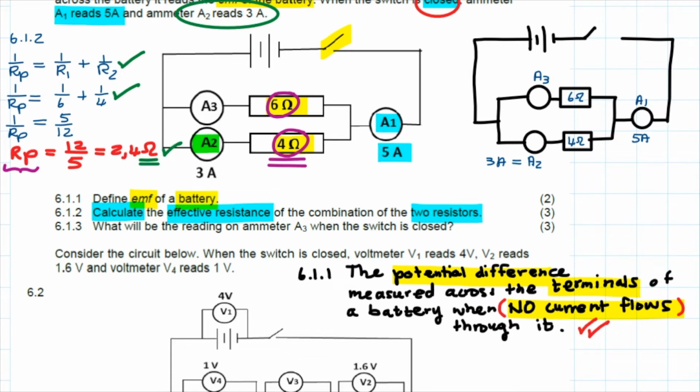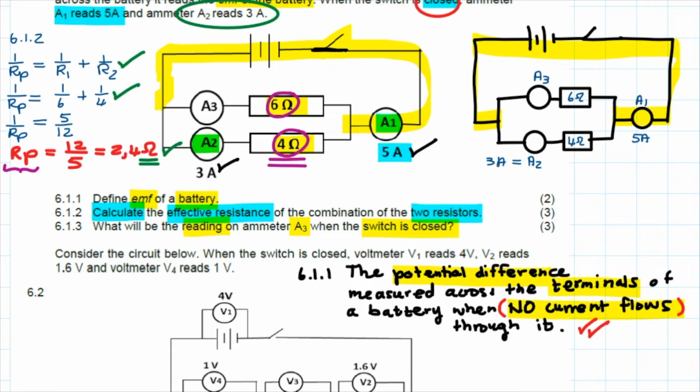On to question 6.1.3. It says, what will the reading on ammeter A3 be when the switch is closed? Now, the switch is closed, right? So that means charge is able to flow. When current is able to flow through the circuit, they say A1 has a measurement of 5 amperes and A2 has a measurement of 3 amperes. This part of the circuit is called the main part of the circuit. It is equivalent to this section over here of my drawing on the right-hand side. And we now know that the main circuit measures the total current.